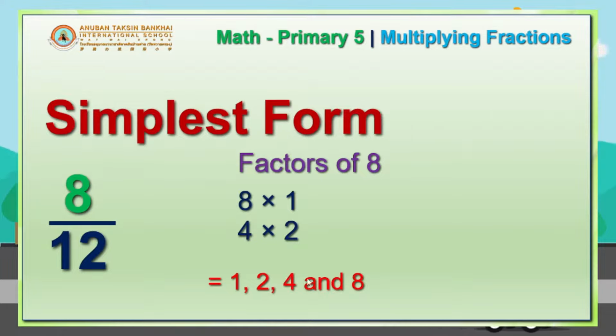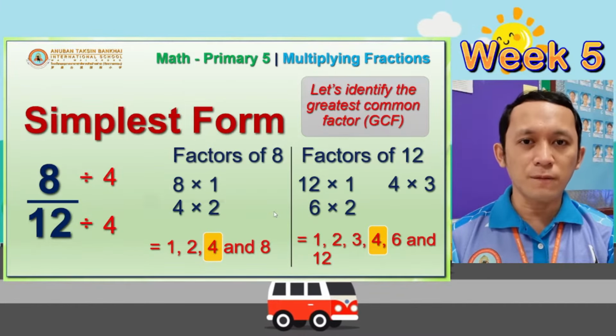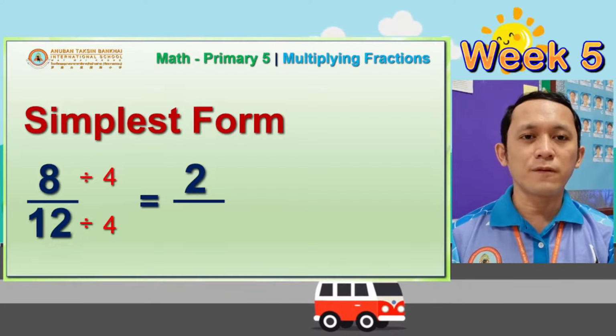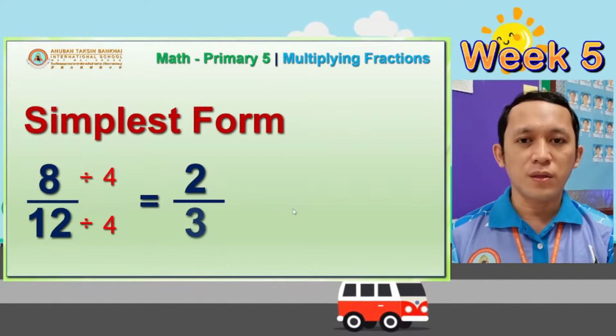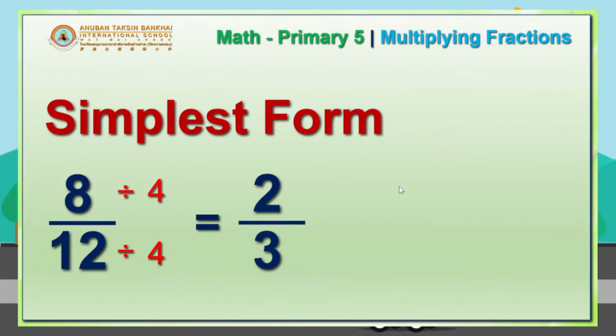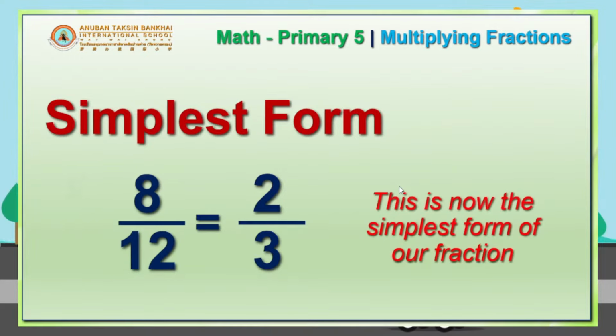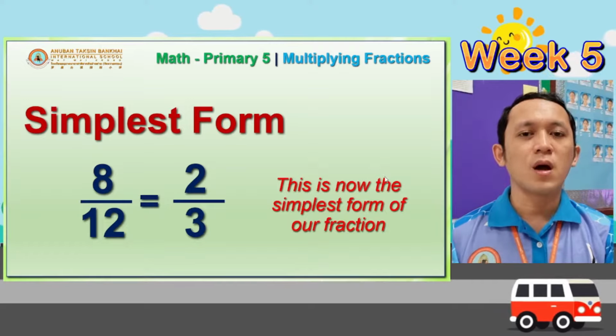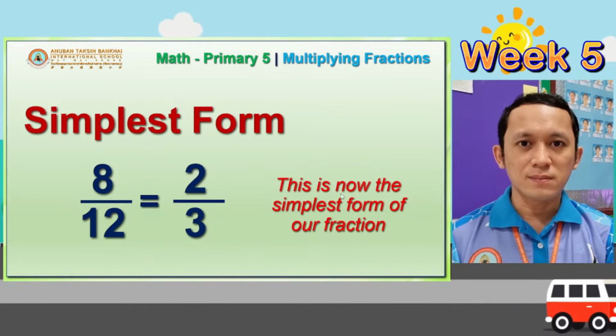So now we can divide the numerator and denominator by 4. So 8 divided by 4, we have 2. 12 divided by 4, we have 3. So therefore, we have 8 over 12 is equal to 2 over 3. This is now the simplest form of our fraction.